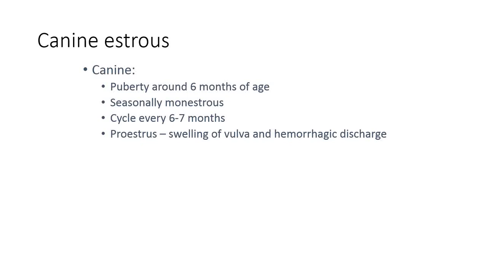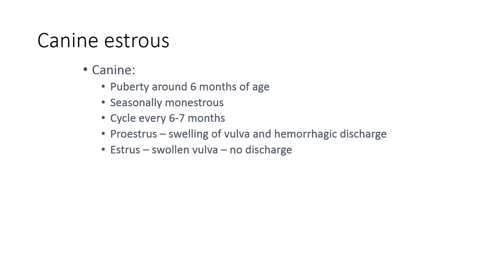Other animals have a very light discharge and you hardly ever notice it. Some dogs are very fastidious and keep themselves extremely clean, so you'll never notice the discharge where other animals don't. So it just varies from dog to dog. That proestrus period usually lasts about 7 to 10 days. So that's when they're coming into heat.